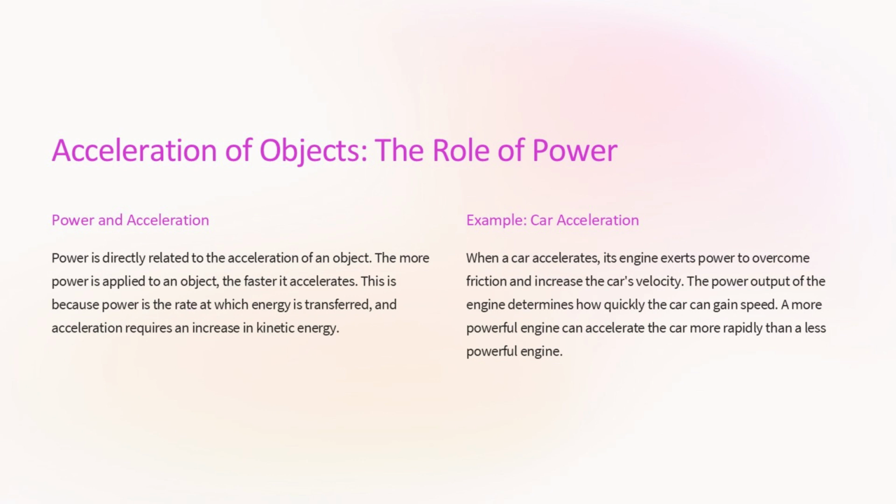When a car accelerates, its engine exerts power to overcome friction and increase the car's velocity. The power output of the engine determines how quickly the car can gain speed. A more powerful engine can accelerate the car more rapidly than a less powerful engine. The relationship between power and acceleration is a key concept to understand when analyzing the motion of objects.